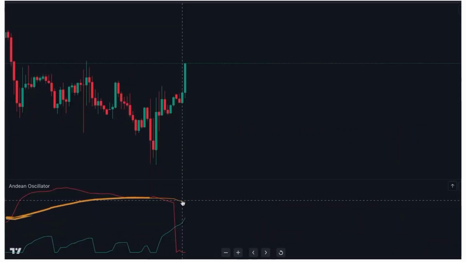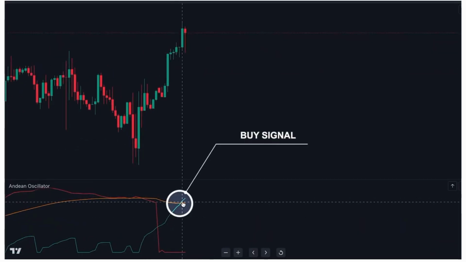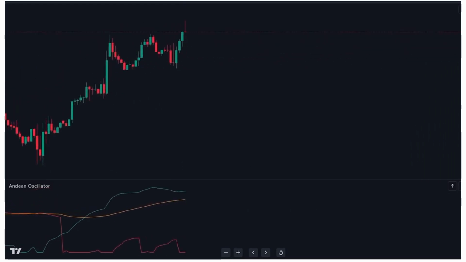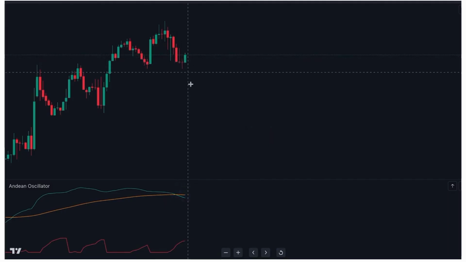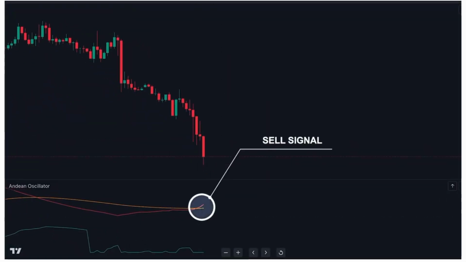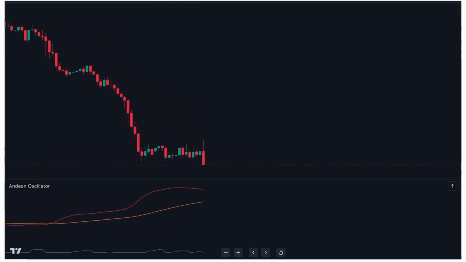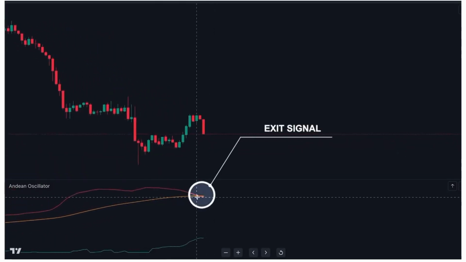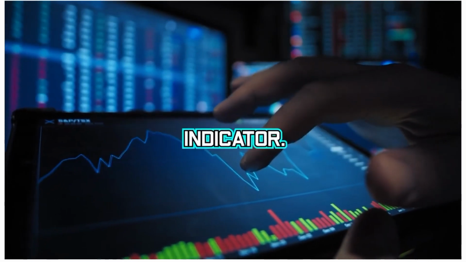Now let's understand how the indicator can be used to find buy or sell signals. For this, we will use the signal line. If in bullish momentum and the signal line crosses under the bullish component, this is a signal to buy. Then when it crosses back above, this is a signal to exit your buys. If in bearish momentum and the signal line crosses below the bearish component, this is a signal to sell, and when the signal line crosses back above, this is a signal to exit your sells. This is the most straightforward way of reading this indicator.